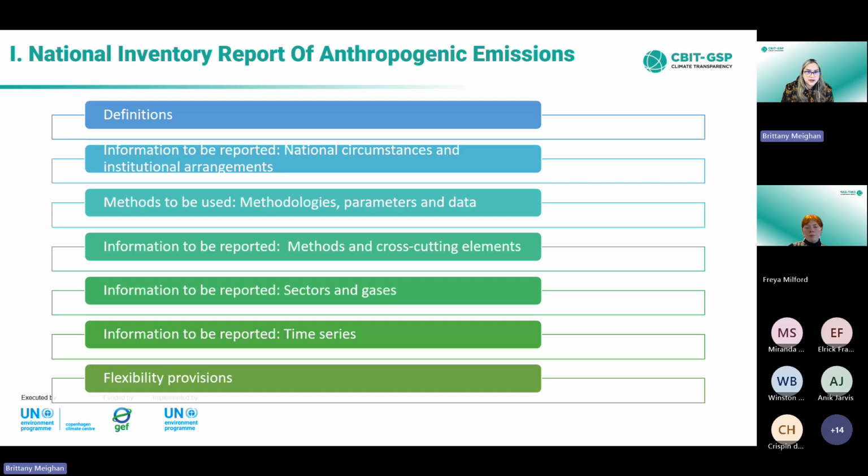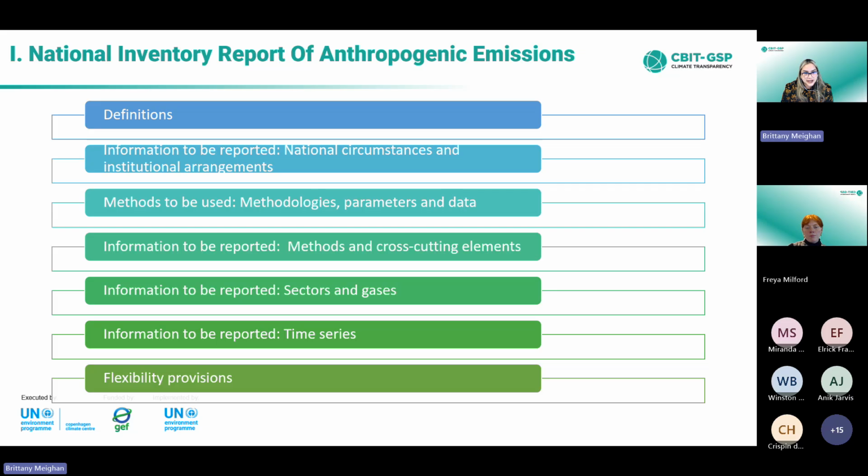The methods to be used, so the methodologies, parameters, and data. This is a large part of the report, and this is by sector, so you have sector by sector, and indicating which methodologies from the IPCC guidance are used, the activity data that are used and collected, the data sources, and also your emission factors. And then you have information on your cross-cutting elements, such as your key category analysis, uncertainty assessment, and quality assurance and quality control plans.